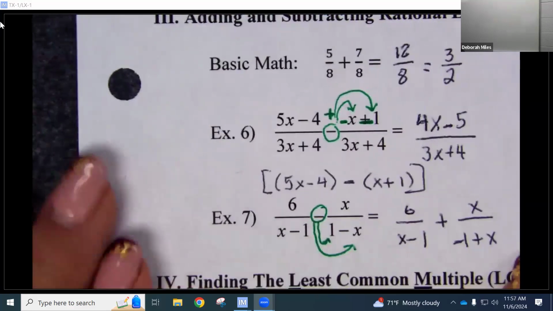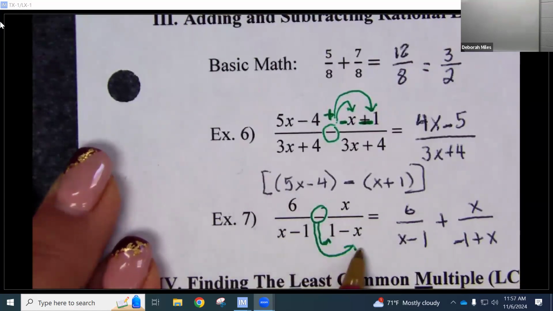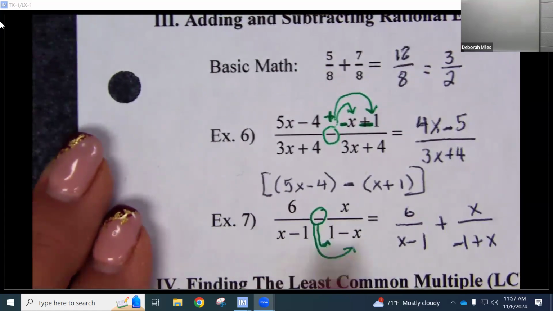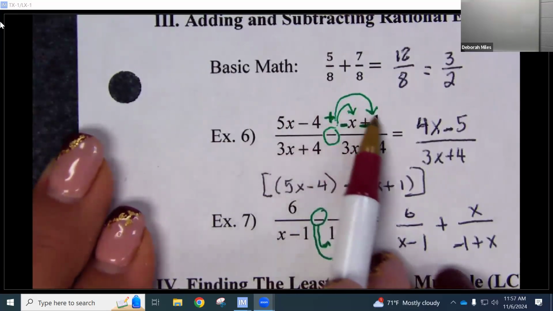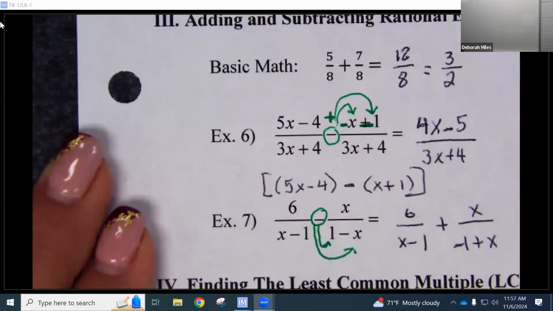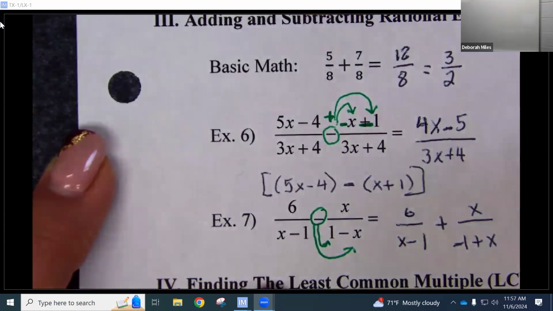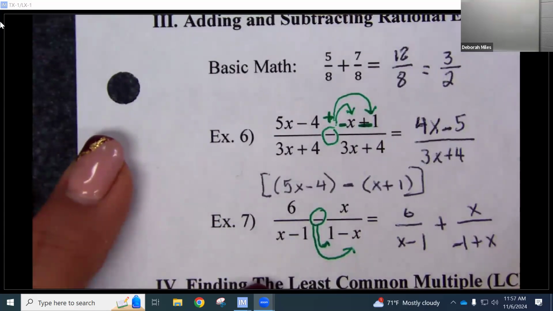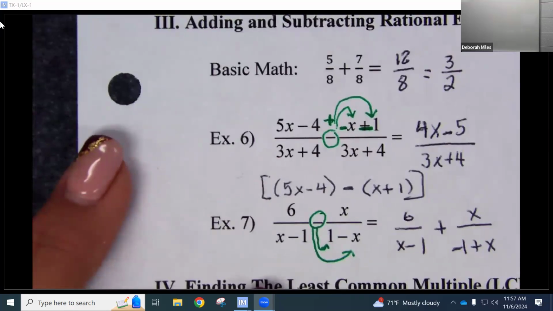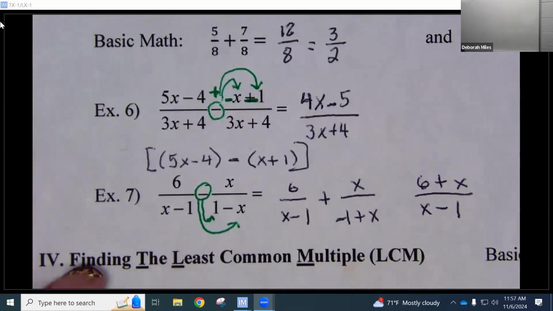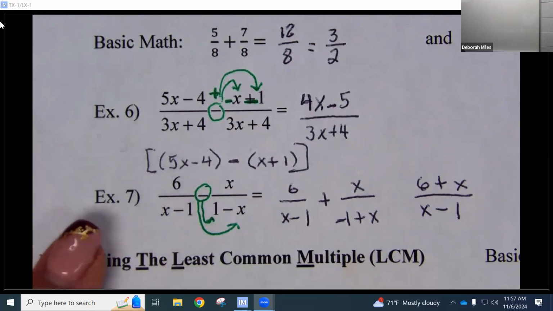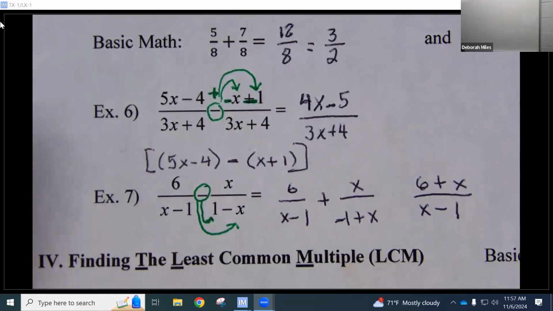So in example 7, I chose to distribute the negative through the denominator to make me have the same denominators. In number 6, I chose to distribute the negative through the numerator because I already had the same denominator. Number 7 would just be 6 plus x. And you could either write the denominator x minus 1 or negative 1 plus x because they're the same thing. Any questions?